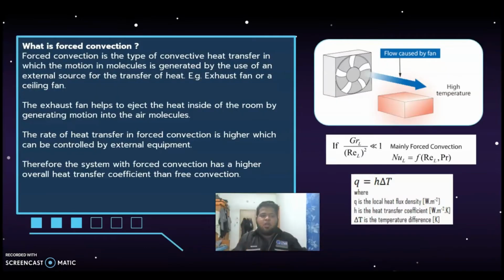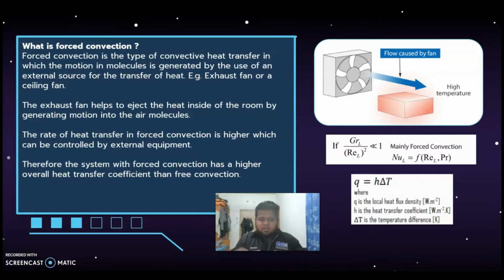For the theory, what is forced convection? Forced convection is a type of convective heat transfer in which the motion of molecules is generated by the use of an external source for the transfer of heat. For example, an exhaust fan or a ceiling fan. The exhaust fan helps to eject the heat inside of the room by generating motion in the air molecules.